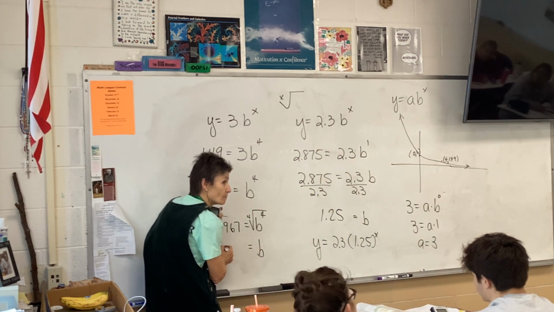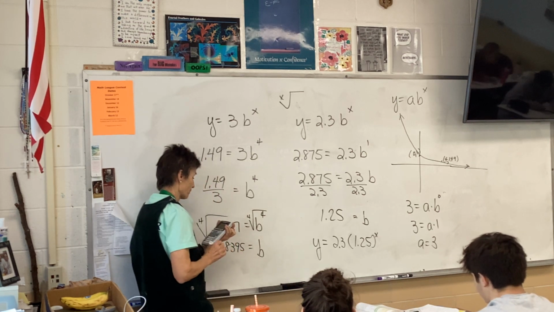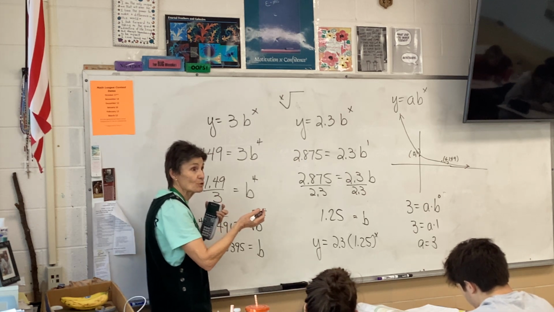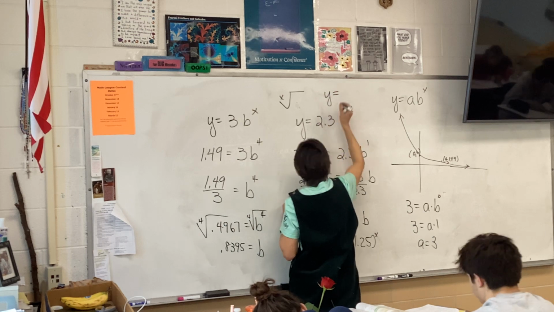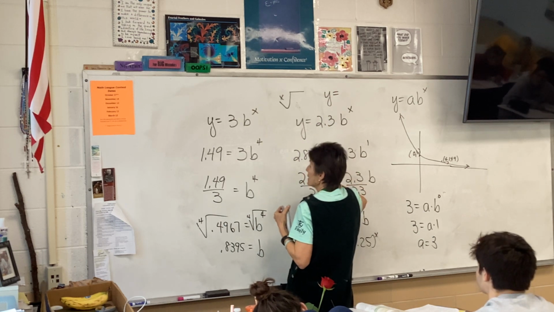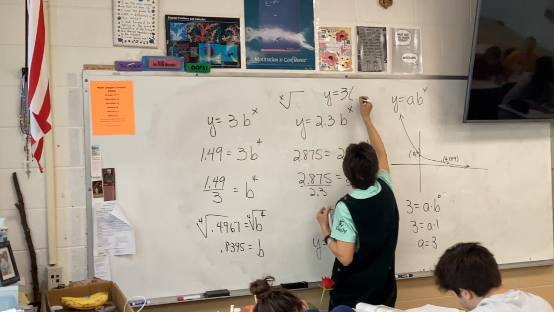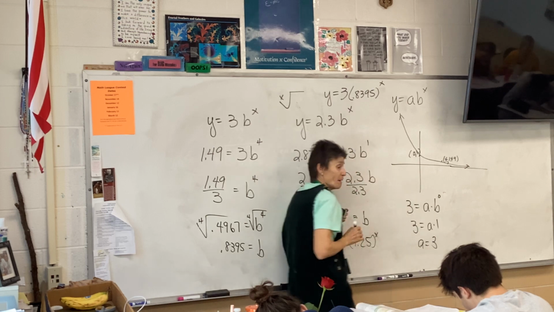0.8395. What is it? 0.8395. So then what is the answer to my question? Y equals, I forgot now, what was my A? 3. 3 times 0.8395 to the x power.